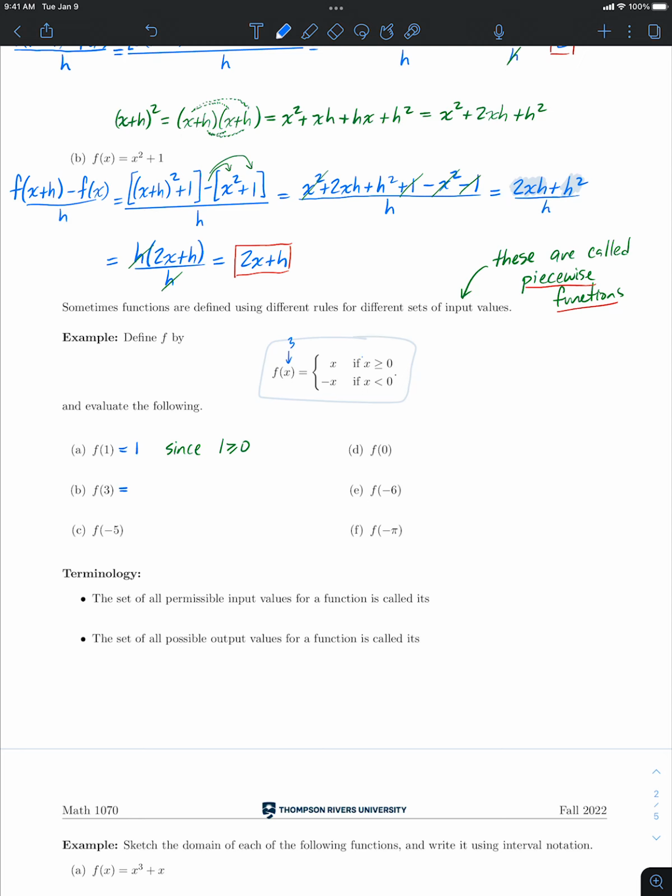So you jump over here and say, okay, which one of these two statements is true? And again, it's the top one, right? 3 is greater than or equal to 0. It's not smaller than 0. It's greater than or equal to 0. So, okay, well, that means this is going to be the rule that we use to define the output value. So if the input value was 3, the output value is going to be 3 as well. So we just get 3, and the reason is since 3 is greater than or equal to 0.